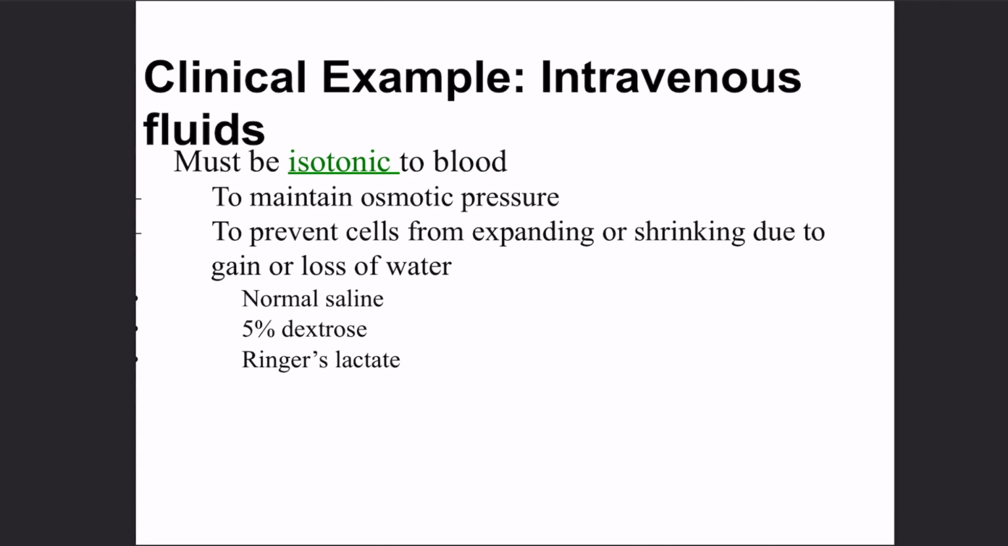This is super relevant to IV fluids. IV fluids have to be isotonic to blood. This is to maintain osmotic pressure and to maintain the shape and regularity of our red blood cells. It prevents our red blood cells from changing shape. If red blood cells were put in a hypotonic solution, they would lyse. And if they were put in a hypertonic solution, they would crenate.